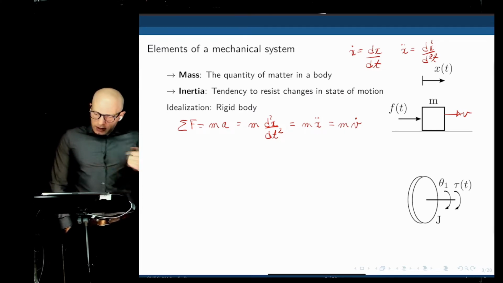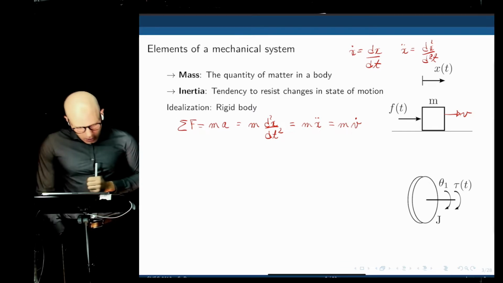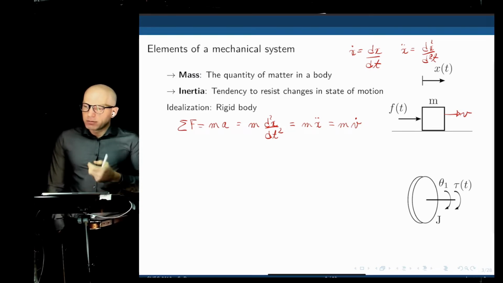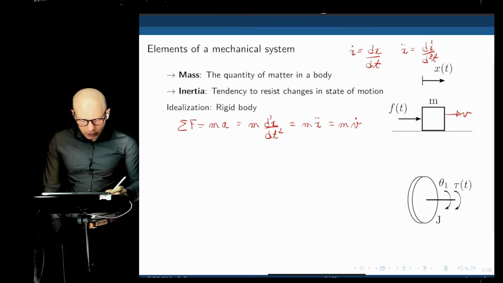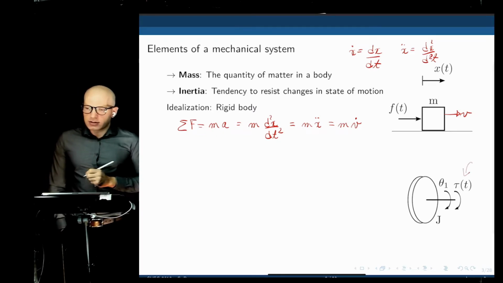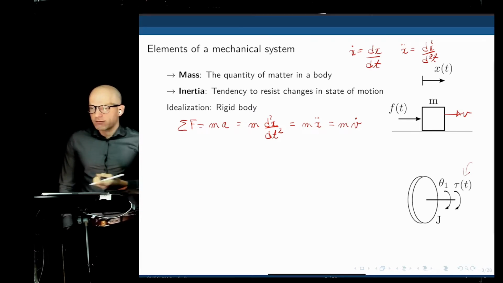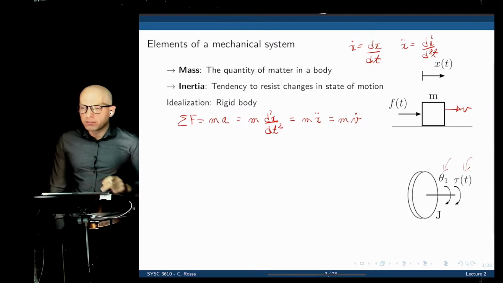So this is a translational system. Now let's do the equivalent to a rotational system. So instead of a mass, now we have a moment of inertia that we're going to call here J. Instead of a force, we now apply a torque. And instead of a linear displacement x, we have an angular displacement, which in this case is denoted theta.